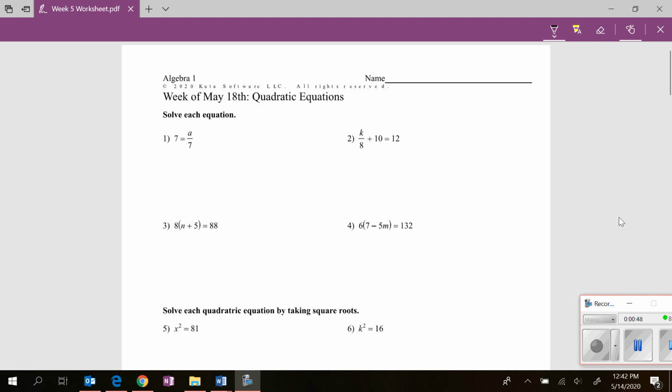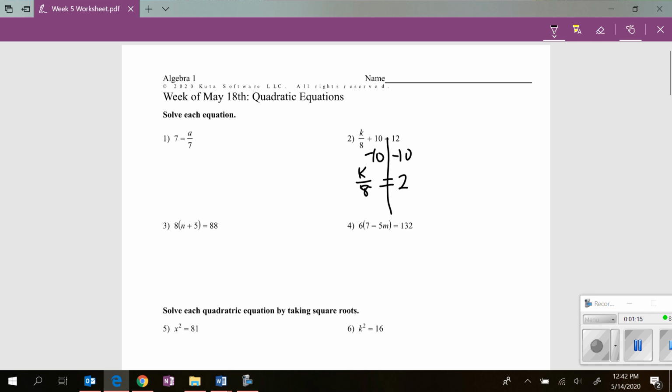So I'm going to start with my 2 columns. I see that positive 10, and in order to bring it over to the other side, I have to subtract 10 on both sides, okay? Now I've got k over 8 equals 2, because that's 12 minus 10, okay?